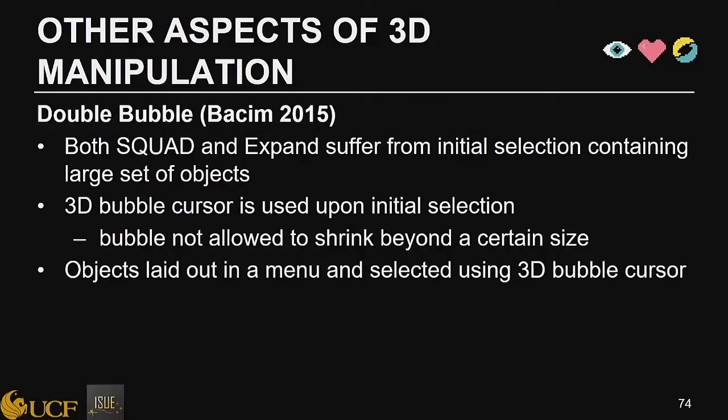Another one is called double bubble. It's like a chewing gum. Both squad and expand suffer from initial selection, but you start off with a large set of objects. But the 3D bubble cursor, as we've seen, is a really nice way to do initial selection. And the bubble is not allowed to shrink beyond a certain size. So you've got this bubble, and then objects laid out in the menu and selected using a bubble cursor. So basically you've got two bubbles you're dealing with. You take the one bubble that gives you a selection of objects, and then you use a second bubble to actually refine your selection to select the one object that you want.